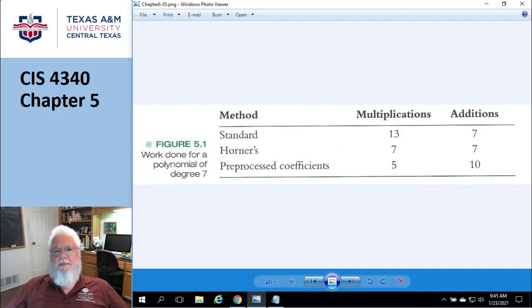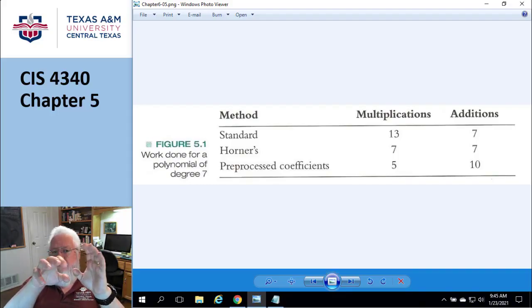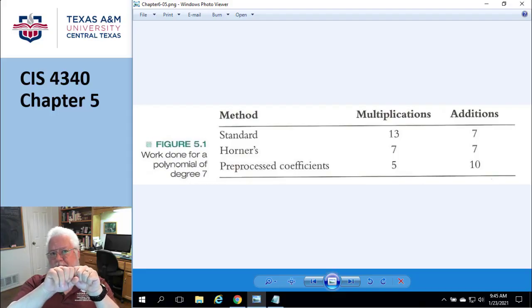Okay, welcome back. We're talking about the pre-processed coefficients technique. Now, there's not really a good example in the book, but let me just talk about it in general. So, I have a coefficient of 6 and I have x. My value of x is 2. So, I can go ahead and take the 6 times the 2 in advance. I don't have to wait until I get there. So, I can do a lot of the multiplication up front.